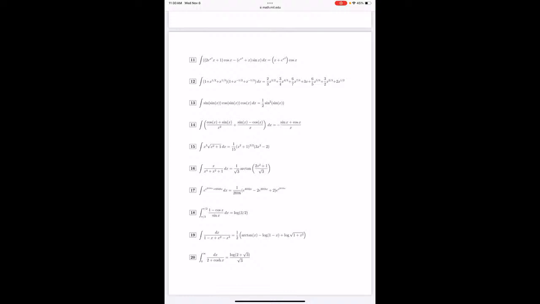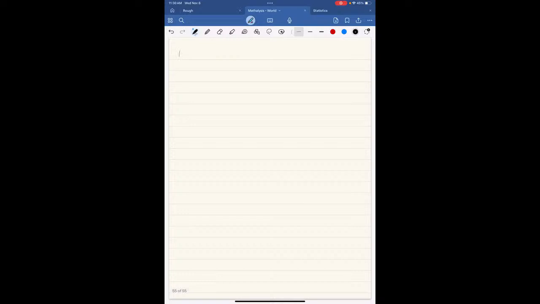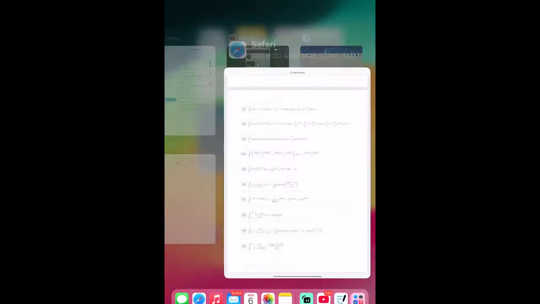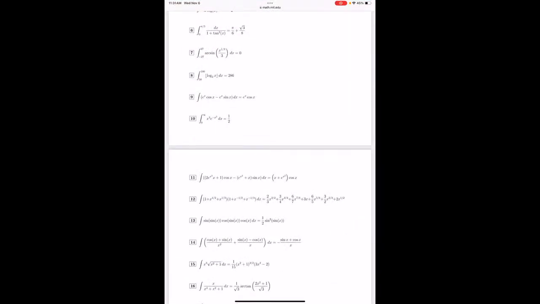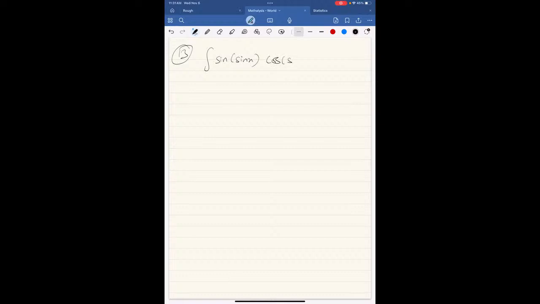Next problem is integral of sine of sine x, cos of sine x, cos x dx. Number 13. Integral of sine of sine x, cos of sine x, cos x dx. Okay, now how do I solve this?